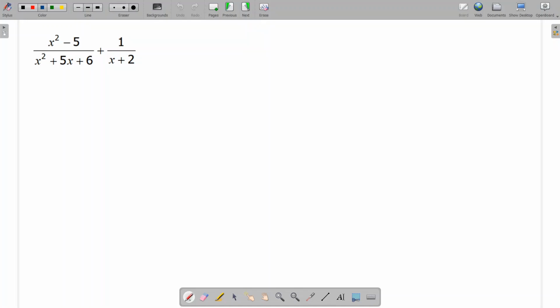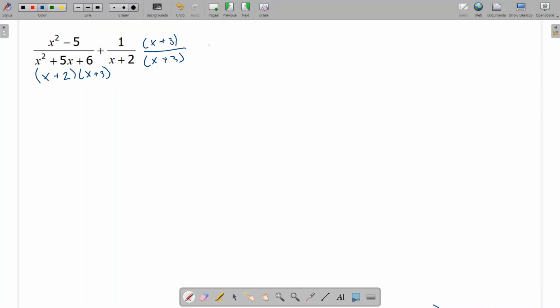All right, so let's get started here. The first expression, I'm going to factor that denominator to see if it has anything in common with this x plus 2. Okay, so if I can really factor that denominator into (x plus 2) times (x plus 3), that means that I can multiply this rational expression by x plus 3 to get a common denominator.